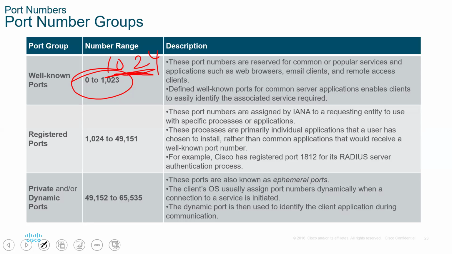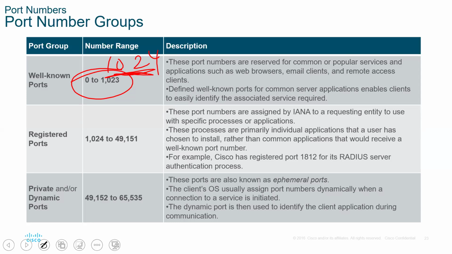Then the second one is the registered ports. These ports are assigned by the IANA to the requesting entity to use with specific processes or applications. So these processes are primarily individual applications that a user has chosen to install rather than common applications that will receive a well-known port number. So when you see banks, big corporations, programmers, for security reasons, they are creating applications and they are using a particular registered port. They will have to pay for that port number. Okay, so that is it.